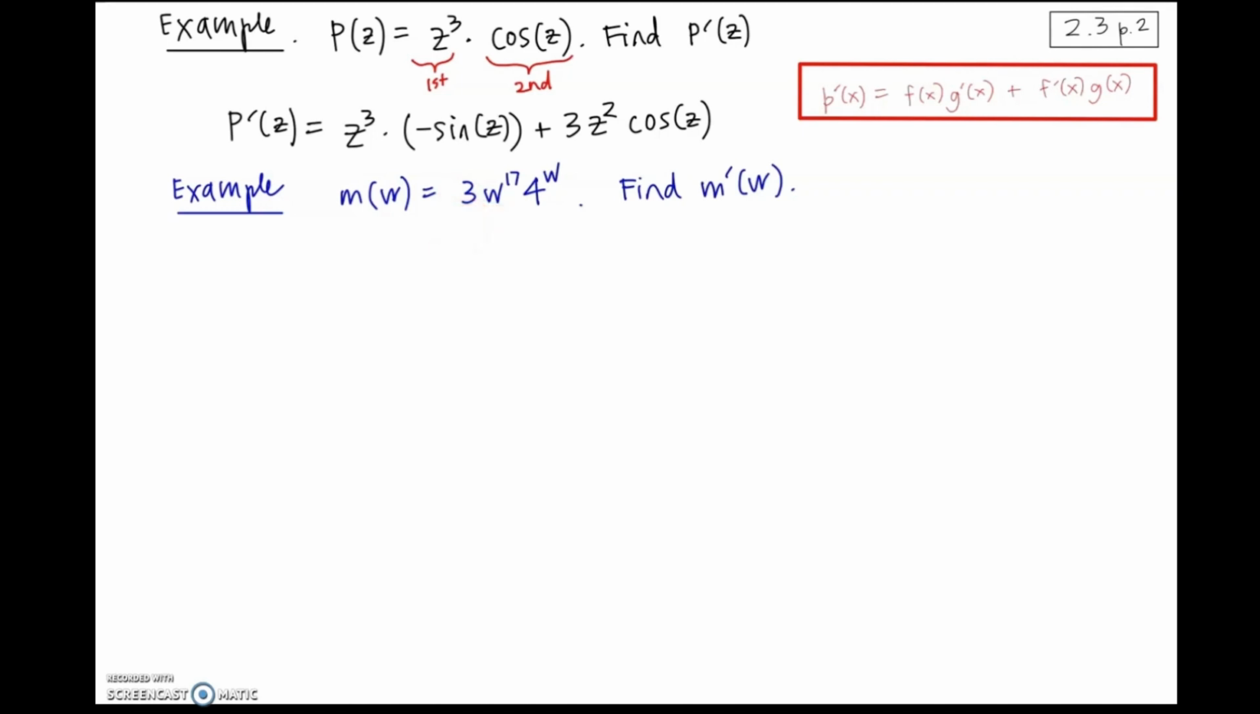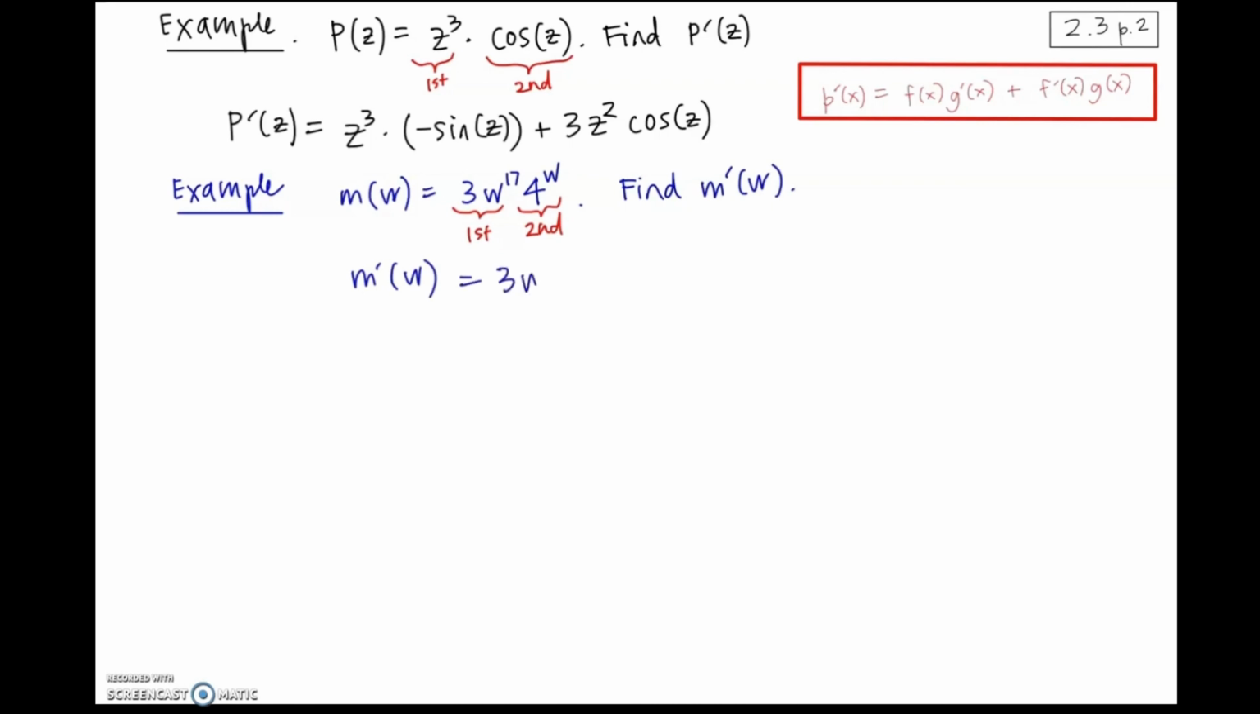So importantly, we don't need to use the product rule even though this is 3 times w to the 17th. This constant multiple, we'll use the constant multiple rule for derivatives, and it just gets pulled out front while we take the derivative of this. But all of this is inside a larger product, so we still need to use the product rule for these two parts here.